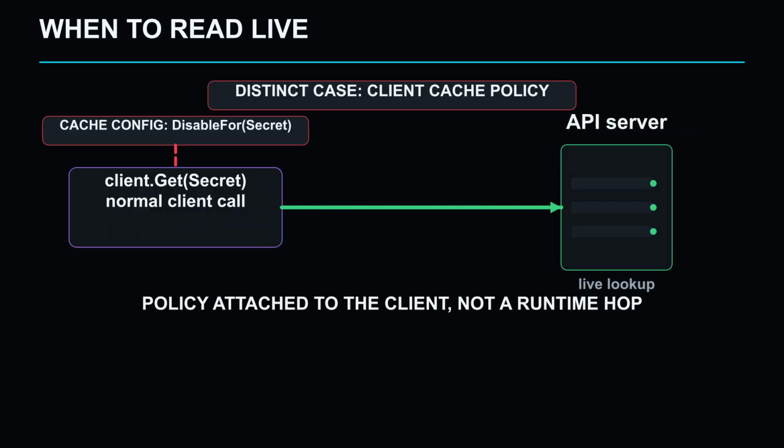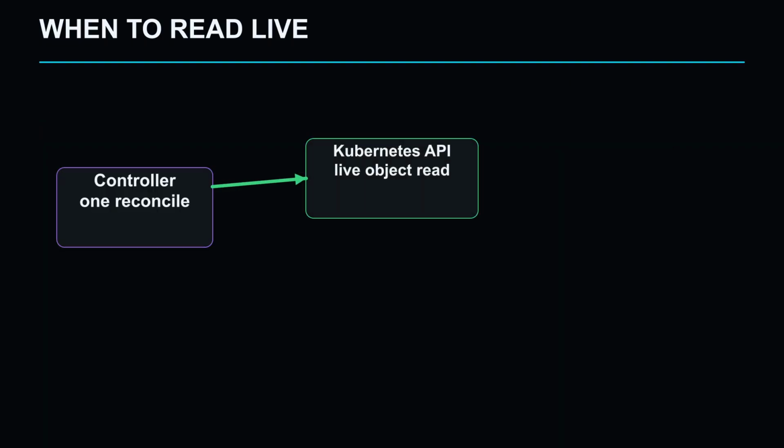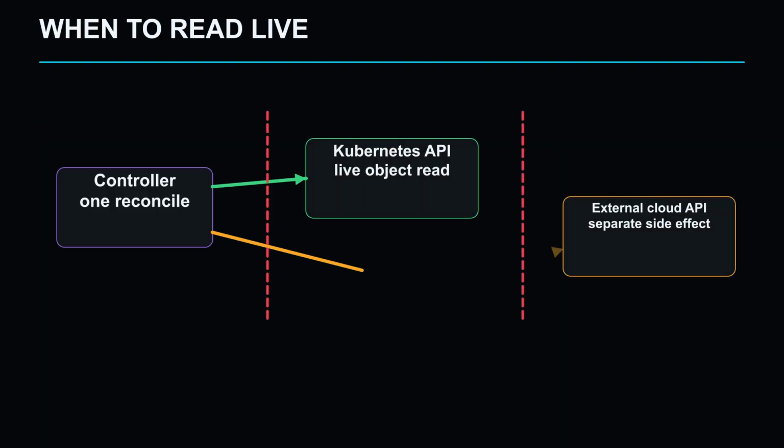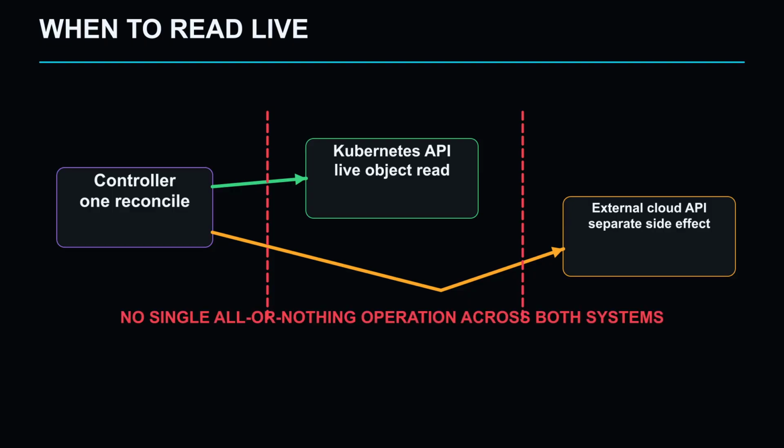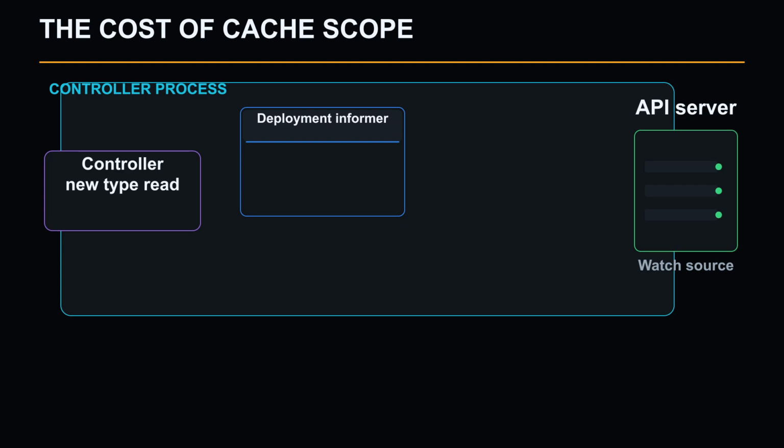DisableFor can route selected object types to live lookups that may suit a type you read rarely and do not want to retain locally. It is not a global cure for stale data. A live Kubernetes read still does not make the controller, the Kubernetes API server, and an external cloud API one atomic transaction. There is one more cache behavior worth knowing.